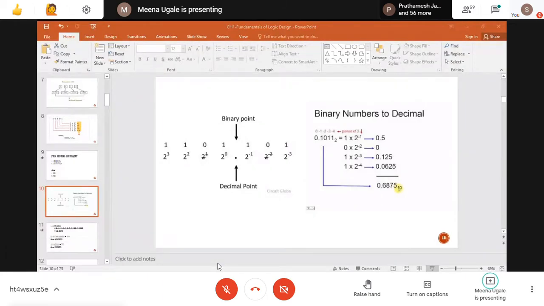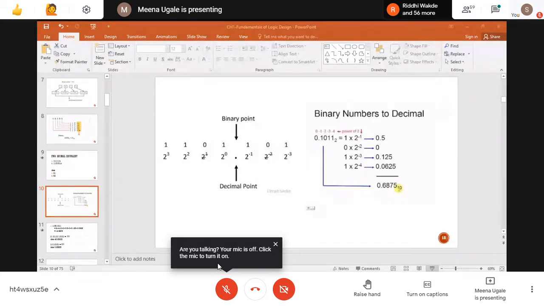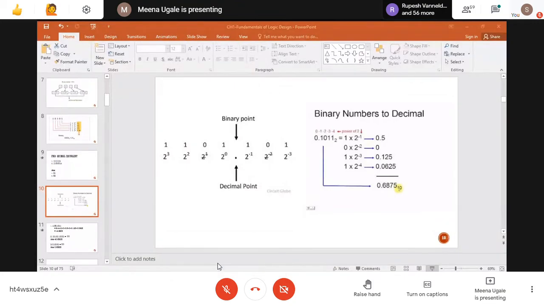Is my slide number 10 visible? Yes, ma'am. Okay, thank you. Now see, just now the numbers that we have seen are the full integer numbers. Now if I have any number with the decimal point, then how can I go for converting it into decimal, that I want to check here. Suppose I am writing, see the left hand side of this, a number like 1101.101. I'm putting this decimal point. So if I have any number like this, then how can I go for converting it into decimal? That is the second part we are going to see here.